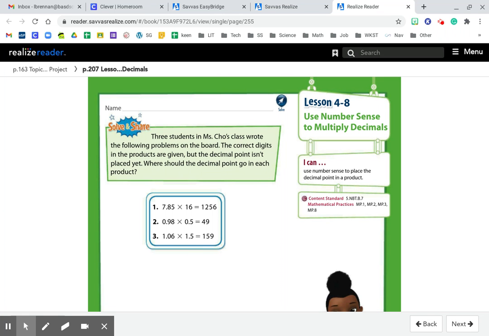Hi, today we're doing lesson 4-8, use number sense to multiply decimals. I can use number sense to place the decimal point in a product. So here we're going to have to think about what we're doing and put the decimal in the correct place.